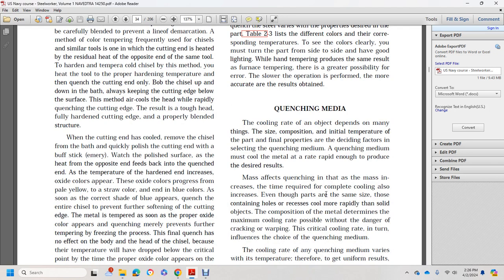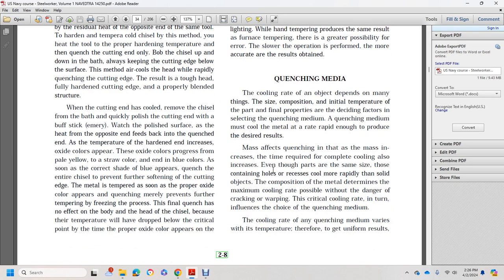Quenching media. The cooling rate of the object depends on many things: the type of composition, the initial temperature of the part, and the final properties desired decide the factors for selecting the quenching medium. The quenching medium must cool the metal rapidly enough to produce the desired results. The mass effect of quenching: as the mass increases, the time required for complete cooling increases.